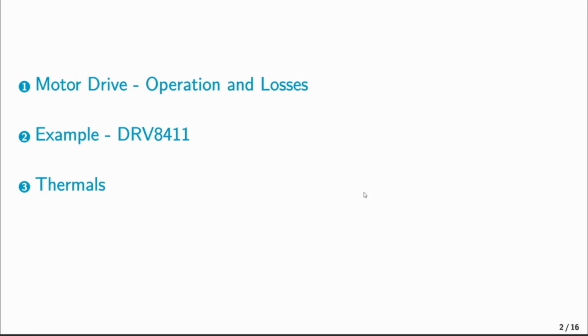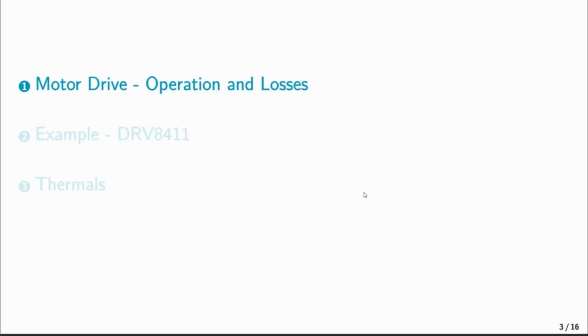We will first see the operating modes and how the losses are incurred in a DC motor drive. Then, we will take the example of the chip which is being used in the GEMS project, DRV8411 by Texas Instruments, and calculate the losses. Then, we will discuss the thermal management in semiconductor power switches.